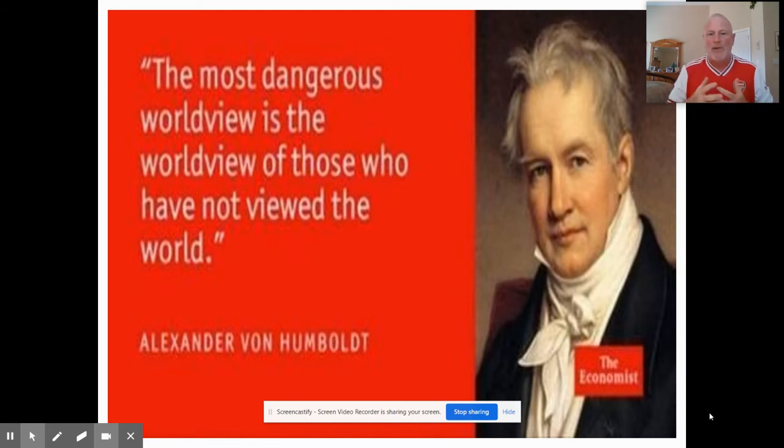So he talked about the most dangerous worldview is the worldview of those who have not viewed the world. Well, that's pretty obvious. And don't you think that even in today's world right now, that's very true. Things that are happening close to us, things that are happening far away from us, but increasingly interconnected. Geography is everything and everything is geographical. I want you to think like a geographer.